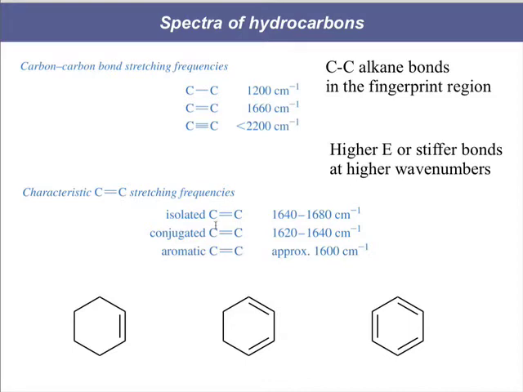But a conjugated carbon-carbon double bond, like these guys in the diene, these are conjugated, alternating double, single, double. That's a conjugated system. Notice that that goes down to about 1620 to 1640. And as we go to an aromatic system, the vibrations of those double bonds go all the way down to 1600. These are distinct regions, which means that we can now differentiate between an isolated double bond, a conjugated double bond, and an aromatic double bond.